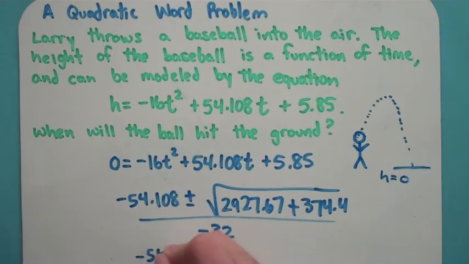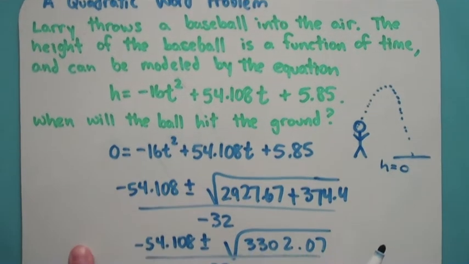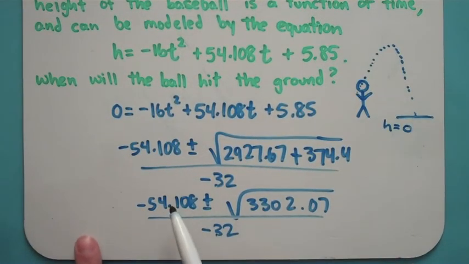And you will get 54, I'm just copying down this part, plus or minus the square root of, and if we do our square root here, it's going to be 3302.07, thereabouts. So that number is going to be what we end up going for when we're doing our quadratic formula here. So we're going to get our two answers by doing a plus here and by doing a minus. We're going to get our answer for the numerator, and then we're going to divide by negative 32.